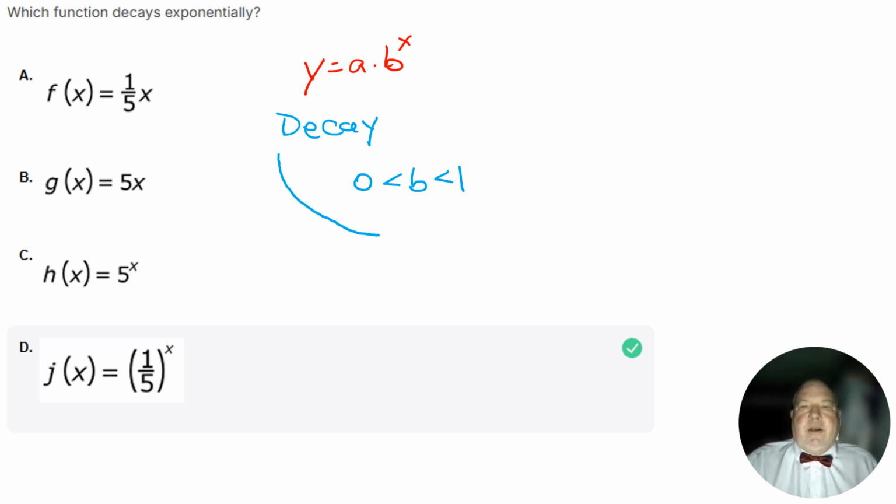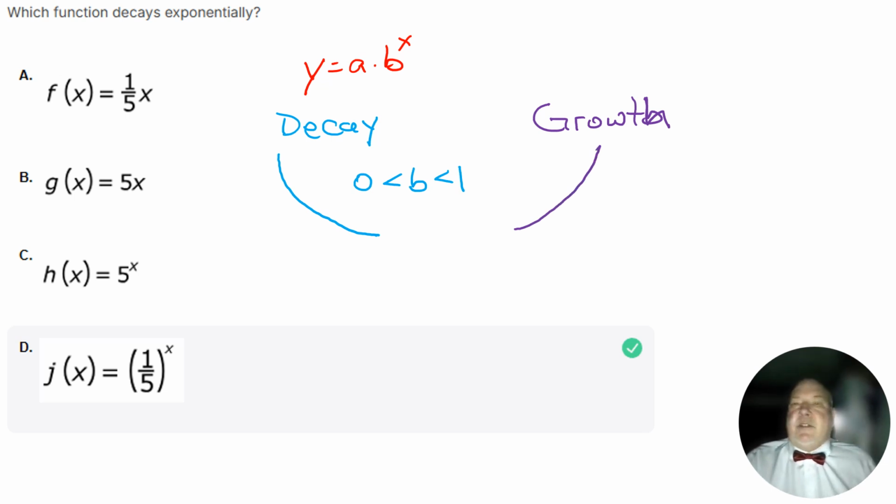And then for the growth part, which they're not asking us about, but I just want to tell you, a growth function looks like this, an exponential growth. And for that, the b value is greater than 1. So this is asking us for decay. And so all we've got to do is look at the b value and find a b value that's between 0 and 1.